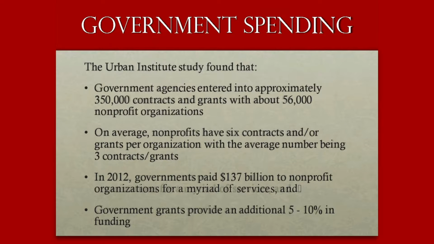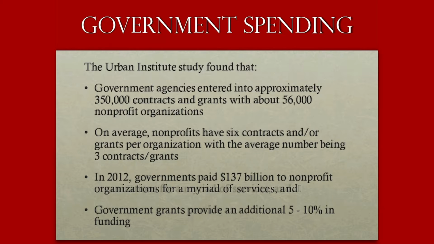The organizations that seek government funding are, by and large, experts in interacting with and maintaining government relationships. On average, nonprofits that do contract with the government have 6 contracts or grants. So they're not just interacting with one government agency on one issue or one set of services. They've developed the infrastructure within their organization to support this type of revenue model.